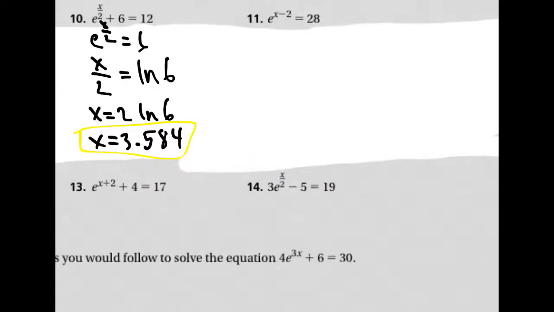Alright, now let's look at number 11. e to the x minus 2 equals 28. It's already ready. There is nothing next to the e, right? The power is x minus 2, but that doesn't make a difference. The steps are going to be the same.